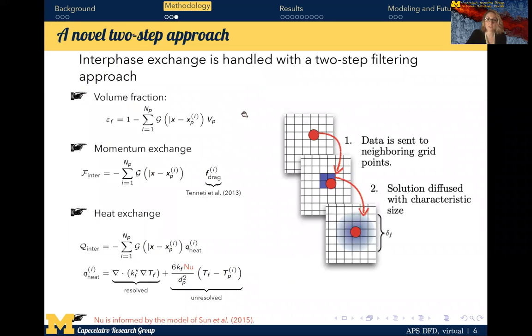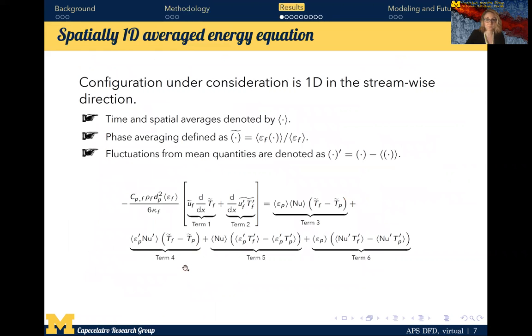Interphase exchange is handled using a two-step filtering approach, where data is sent from particles to neighboring grid points, and then this solution is diffused with a characteristic size delta F. Here in the heat exchange term, we use the sun model to inform the Nusselt number correlation. So for this configuration under study, it is 1D in the streamwise direction.